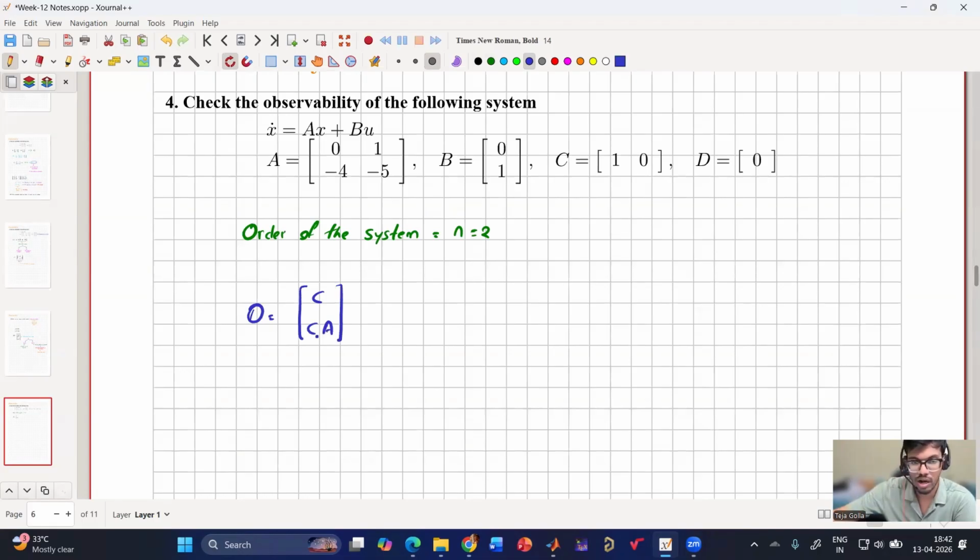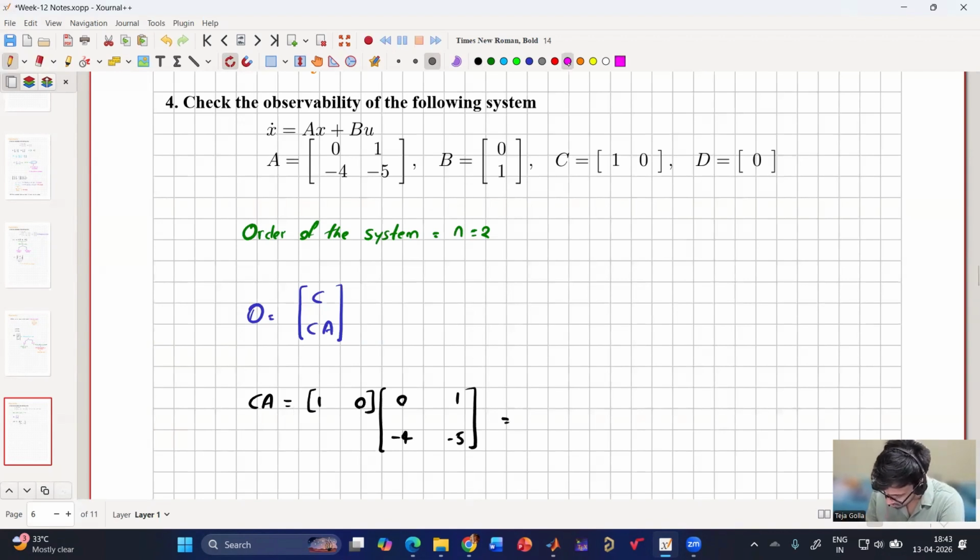C is already given. I have to calculate CA. So let us calculate CA. C is [1, 0], and A is [0, 1; -4, -5]. So if I multiply, what will I be getting?